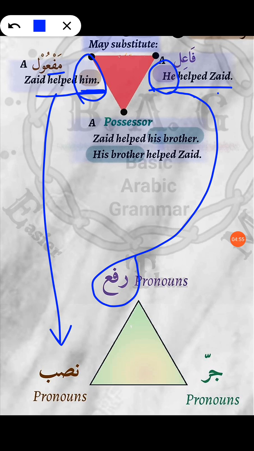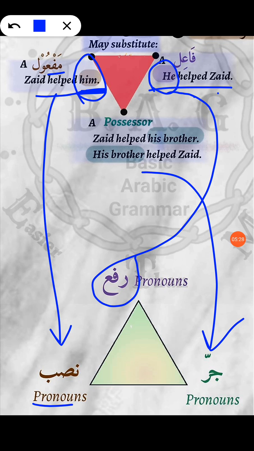Okay, because remember how we did various situations for an ism to be either Rafa, Nasab or Jar, and being a maf'ul is one of those reasons when an ism is in nasab form. So a nasab pronoun is the one that substitutes a maf'ul in a sentence. Finally, if it is a possessor that a pronoun is substituting, then of course we are going to use jar pronouns.